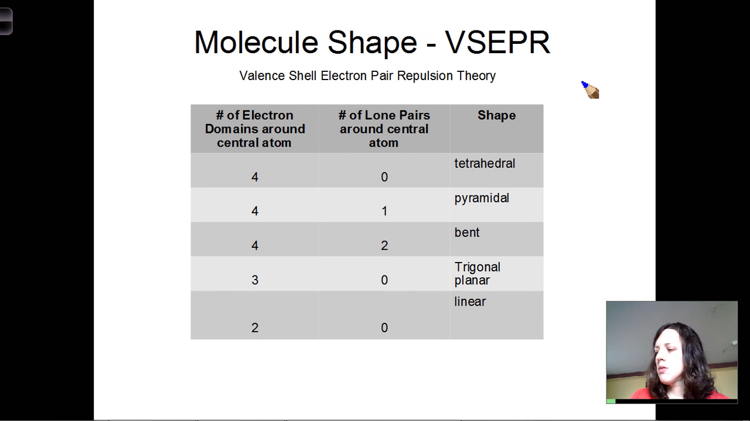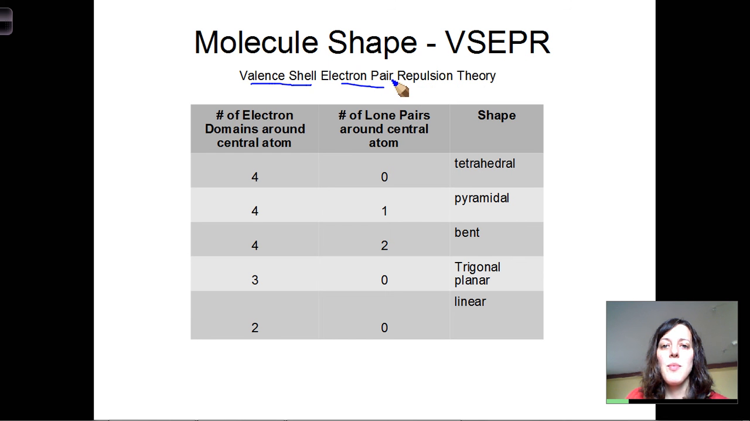Alright, this video is going to help you determine a molecule shape based off VSEPR, or the valence shell electron pair repulsion theory. So we're talking about electrons in the outer energy level. We're talking about pairs of electrons always with bonding. We always talk about pairs.